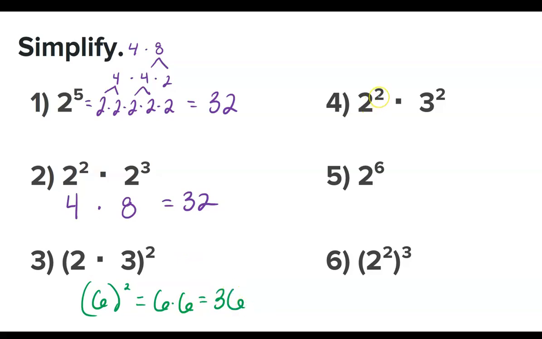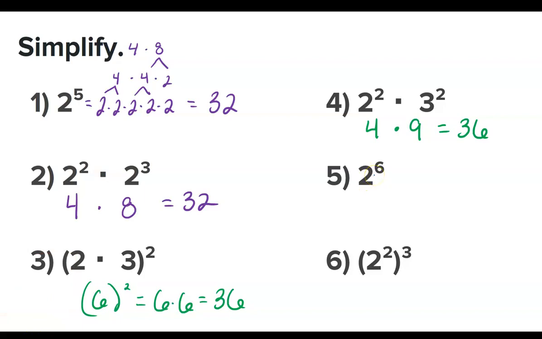Then we have 2 to the power of 2. So 2 times 2 is 4, times 3 to the power of 2, so 3 squared is 9. And 4 times 9 is 36.